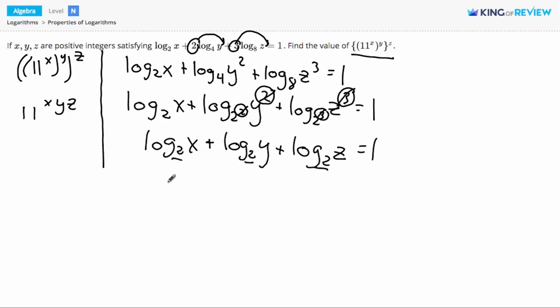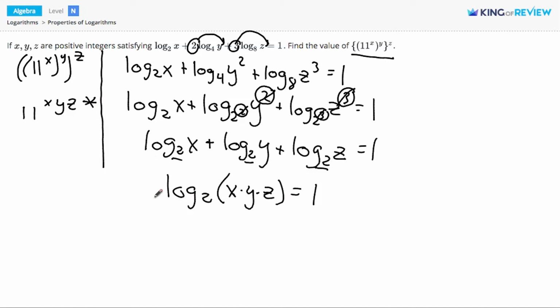And when I add together logs with the same base, I can combine those into one log by multiplying the 3 numbers from inside the original 3 logs, x times y times z. Now we're almost there. We know we want x times y times z for our original problem. We just have to get rid of this log base 2.